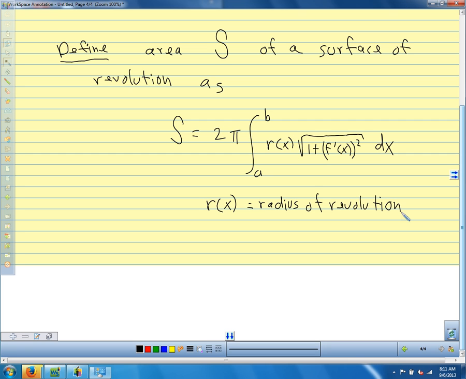And then of course if we have x expressed as a function of y, then everything turns into y. We have our r of y and f prime of y, but our r in here is always our radius of revolution. And the way I think of r is our distance between the graph and the axis of revolution. However you're looking at it, r is your distance between your graph and your axis of revolution. And again, we're assuming that y is continuous and has continuous derivatives on our interval a to b.